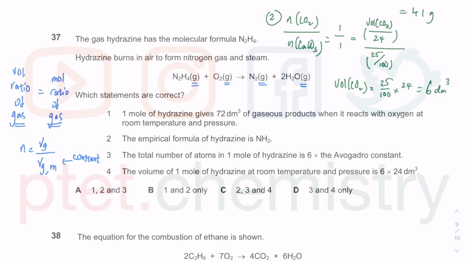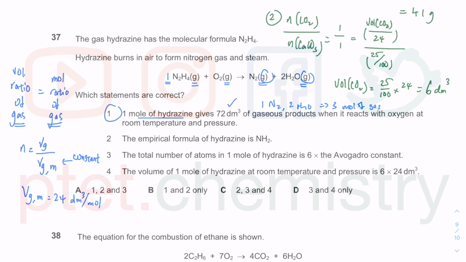So looking at 1 mole of hydrazine, which is N2H4, if you have 1 mole of hydrazine, it gives 72 dm cube of gaseous products because you have 1 mole of N2 and 2 mole of H2O gas, so you get 3 mole of gas. 1 mole of gas is 24 dm cube at room temperature and pressure. That is stated in your periodic table for free. The volume of 1 mole of any gas at room temperature and pressure, you get 3 mole of gas, so 3 times 24 gives you 72 dm cube.